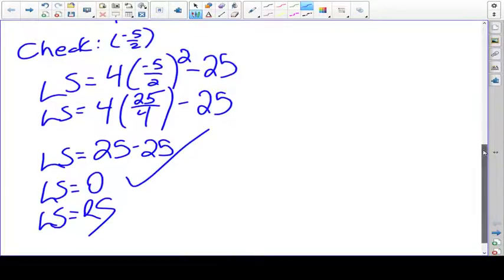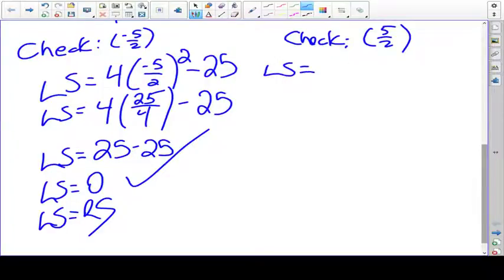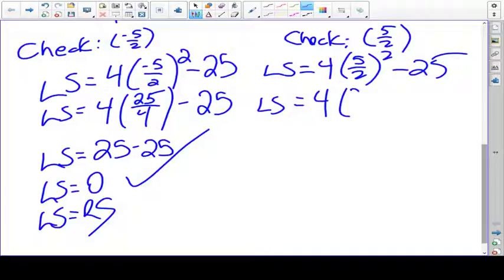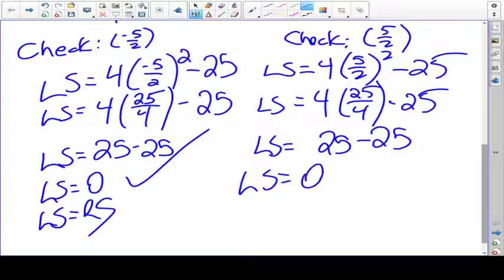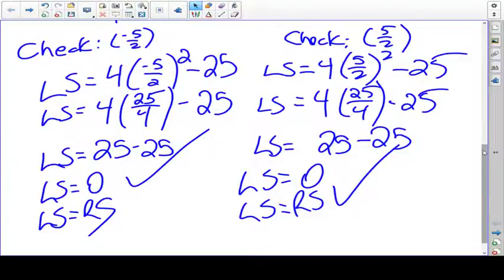Now we need to do the exact same thing with the other root, which is positive 5 over 2. So the left side is 4 times positive 5 over 2 squared minus 25. Simplifying, again, when we square it, we get the same thing, 25 over 4. And that's also equal to 25. So subtracting 25 from itself gives us 0. So therefore, the left side is equal to the right side. And our two answers to this quadratic equation are 5 over 2 and negative 5 over 2.